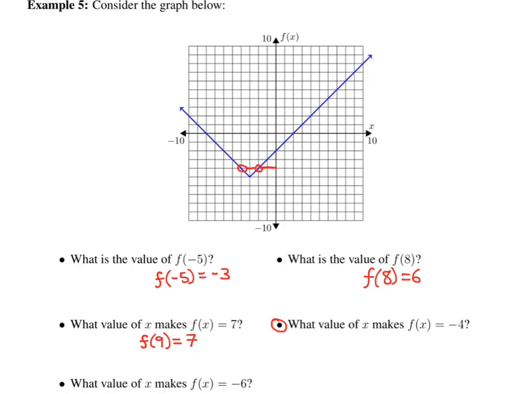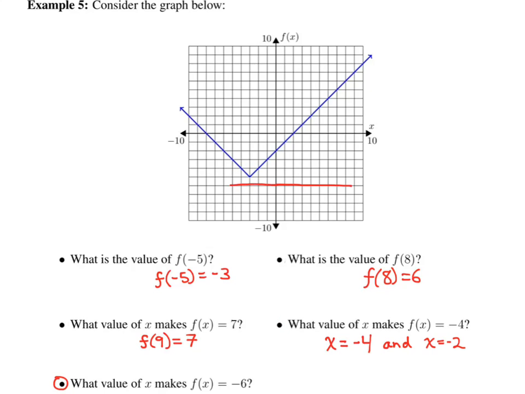What value of x makes f of x equal to negative 4? Now if you go down to negative 4 on the function value, you'll see there's actually 2 answers here. So not always 1, sometimes there's 2. So x equals negative 4 and x equals negative 2. You need both of the answers.